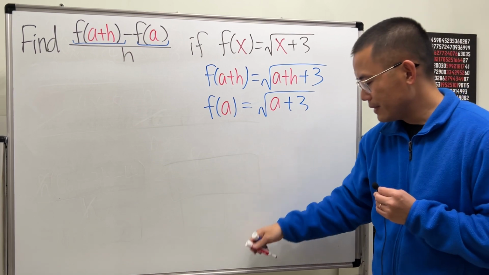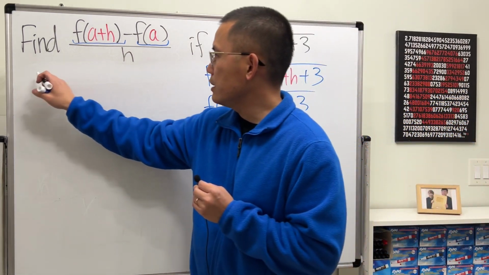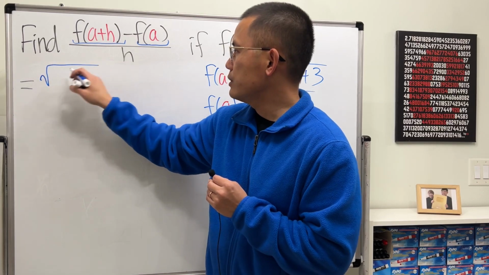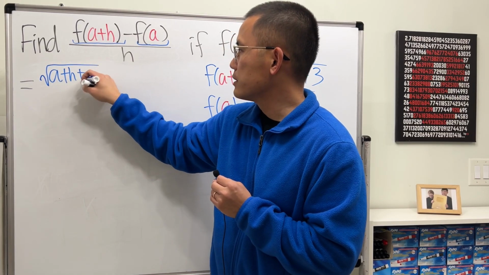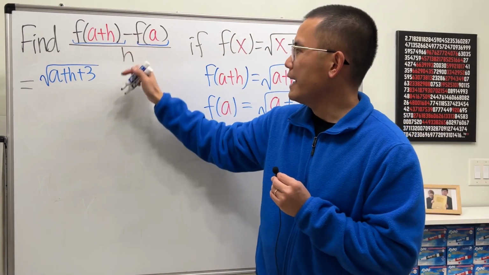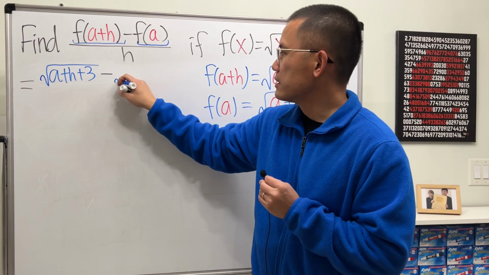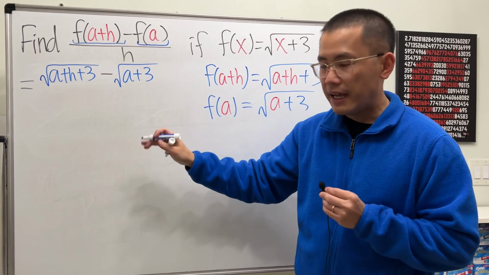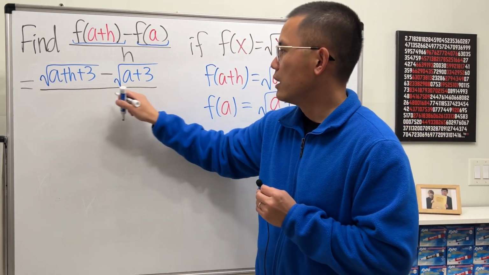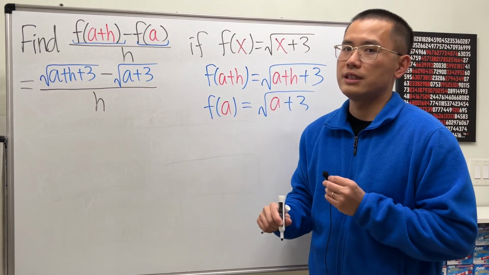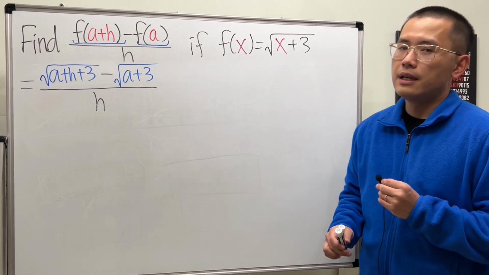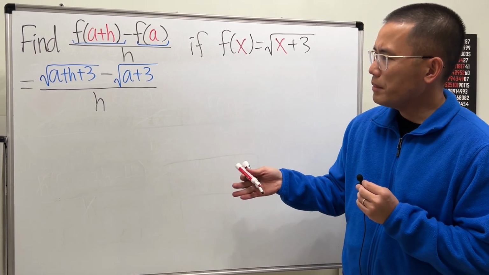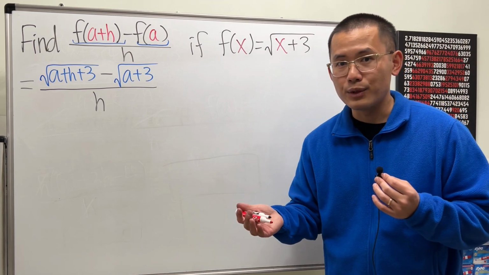All right. So the expression is this being that square root of a plus h plus 3, and then minus f of a is square root of a plus 3, and then all over h. So that's how it looks like. What do we do next though? In this case, it doesn't quite make sense for us to talk about expanding it, right?